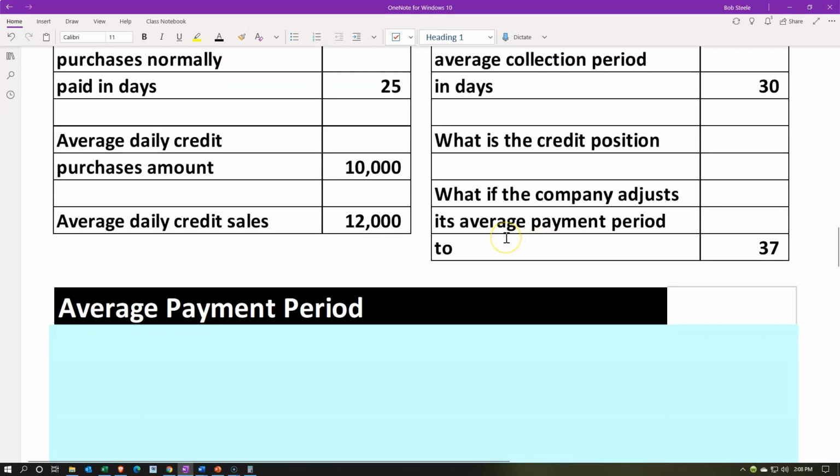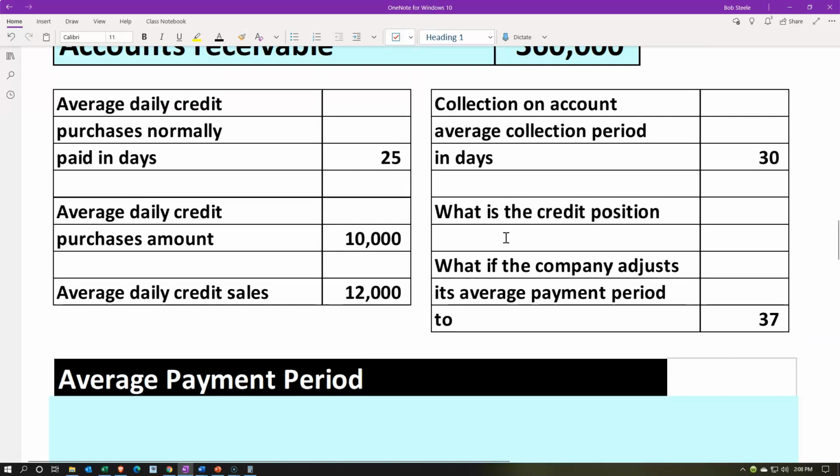Then the average accounts payable on the other side of things we're going to be looking into.